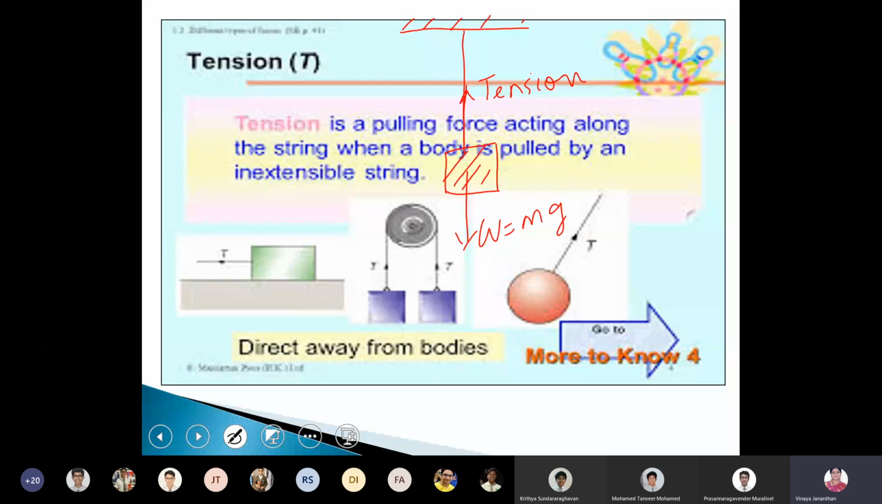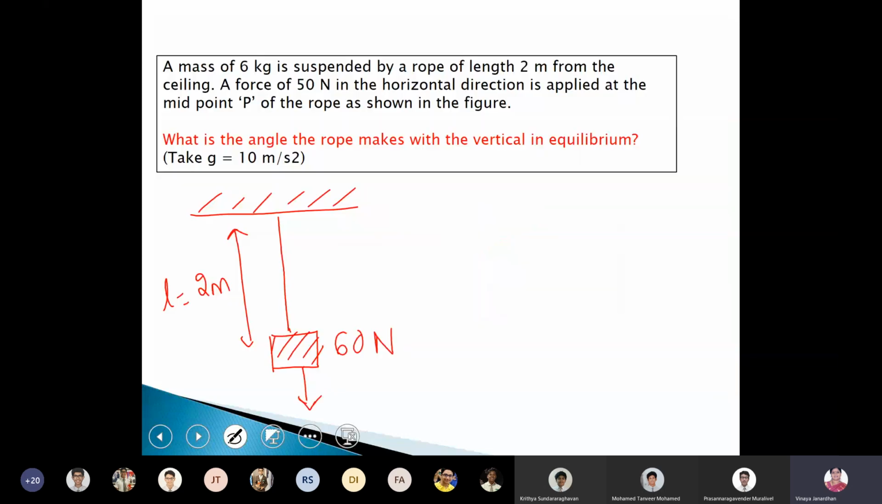So whenever you have a string or a rope or a spring, one end you're fixing to a ceiling, the other end you're applying a weight, you're trying to pull the string. Immediately there will be a force acting along the string in the opposite direction. We call such a force tension. So this you have to be clear. And one more thing you need to be clear is normal reaction. I'll do it later.